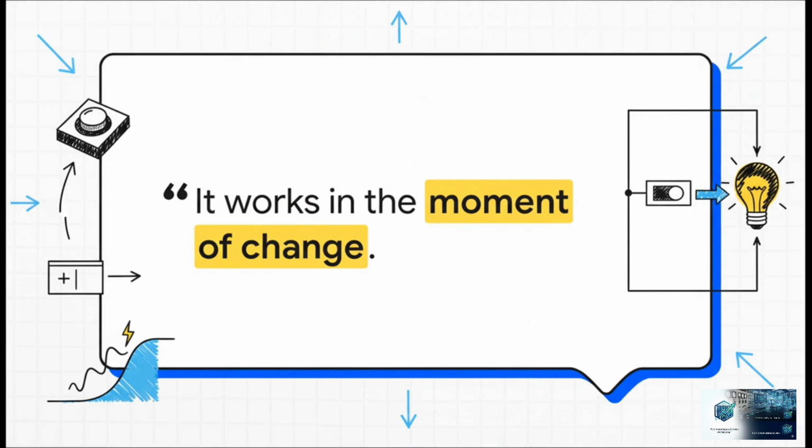And this is the line that just sums it all up perfectly. Whether you're counting button presses, latching a circuit, or just triggering a one-time event, the real power of edge detection comes from this single idea. It doesn't care about the state, it cares about the transition. It works only in that brief, powerful moment of change.